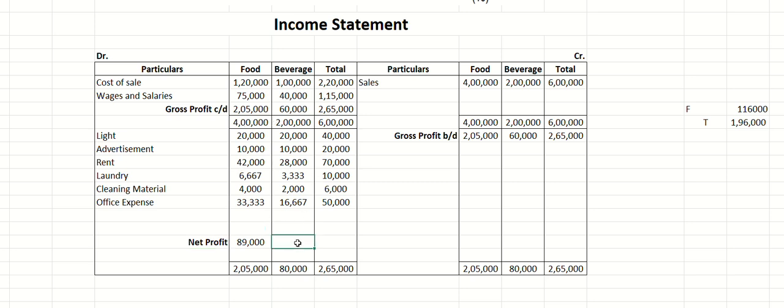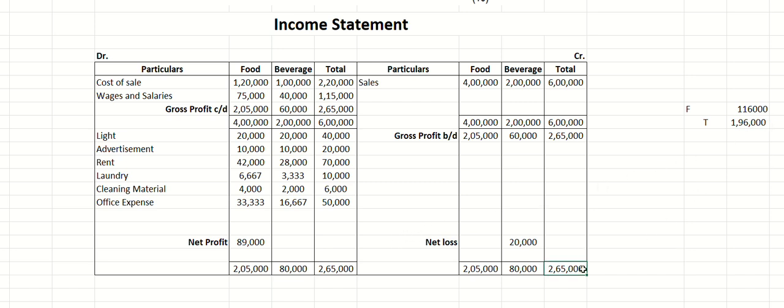What about the beverage department? Remember, the beverage department has made a loss. They have an expense of 80,000 rupees, but their income is just 60,000. So they are making a net loss. You know, 80,000 minus 60,000 is 20,000. No need of calculators.